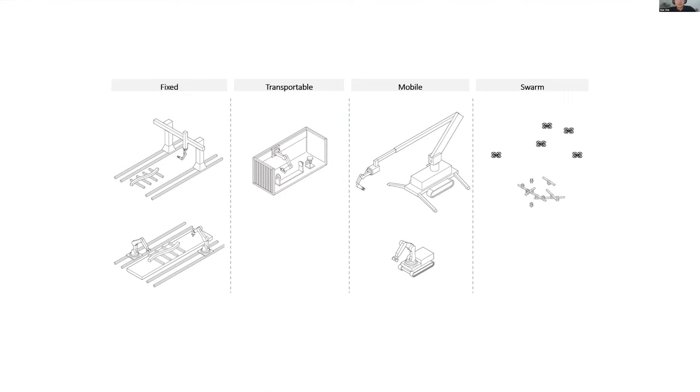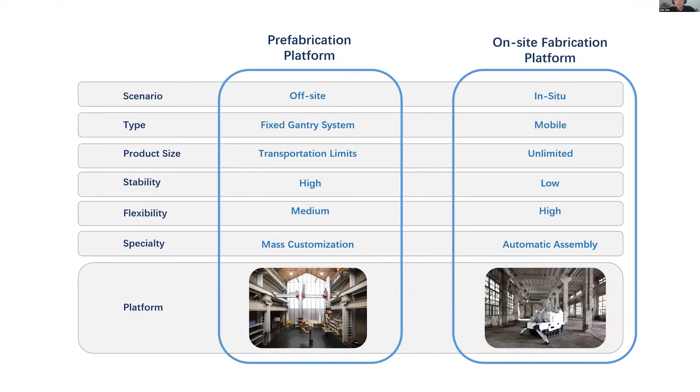And so in Tongji University, we have the opportunity to dive into this area to develop two kinds of robot platform for timber construction. One is a prefabrication platform, which is a large-scale fixed gantry system developed for large-scale offsite prefabrication, targeting mass customization of complex timber structures. And another is a mobile platform which could move freely on site and conduct automatic assembly tasks on site.